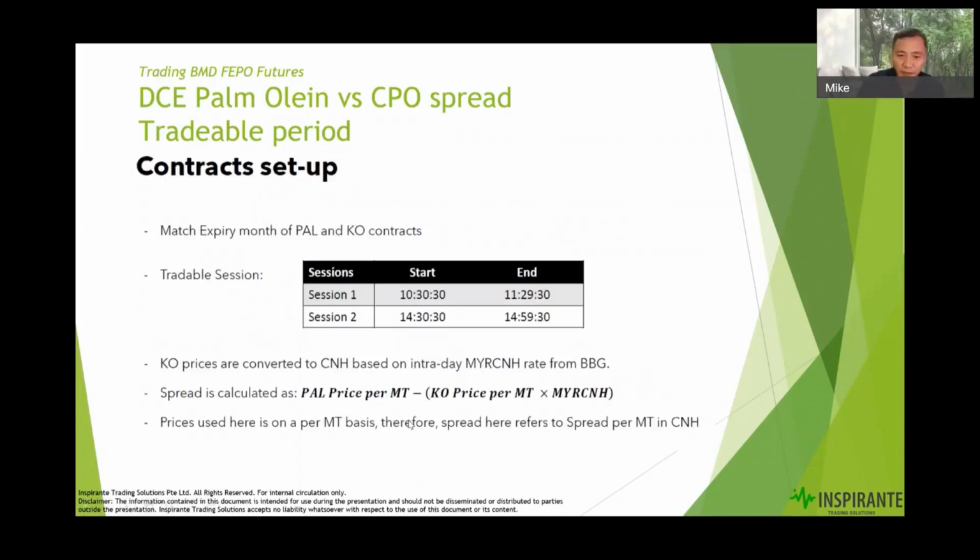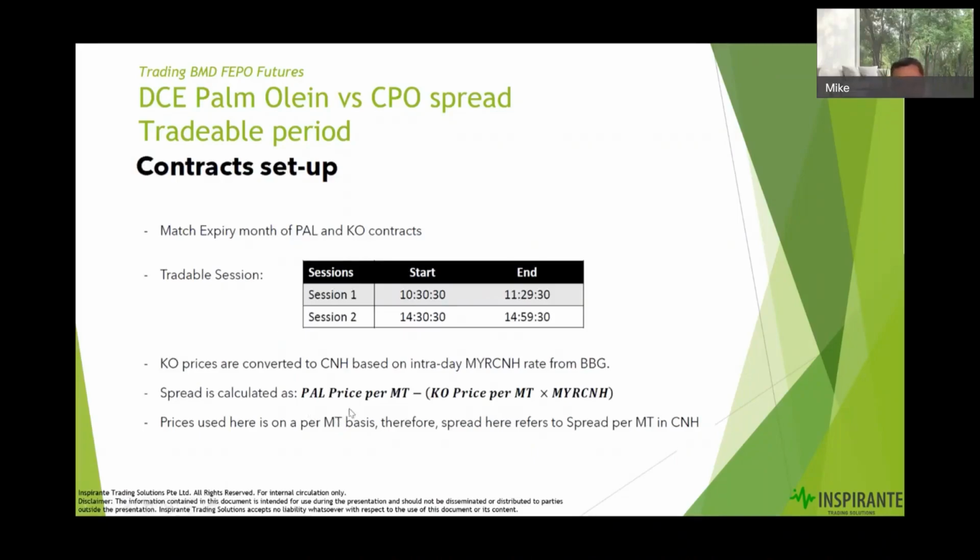Okay, and this session, like I explained earlier, there's one further complication I forgot to mention. The Dalian palm oil contract is denominated in CNY, whereas the CPO is denominated in Ringgit Malaysia, right? So you need to do a little bit of adjustment and match the price into per metric ton CNH.